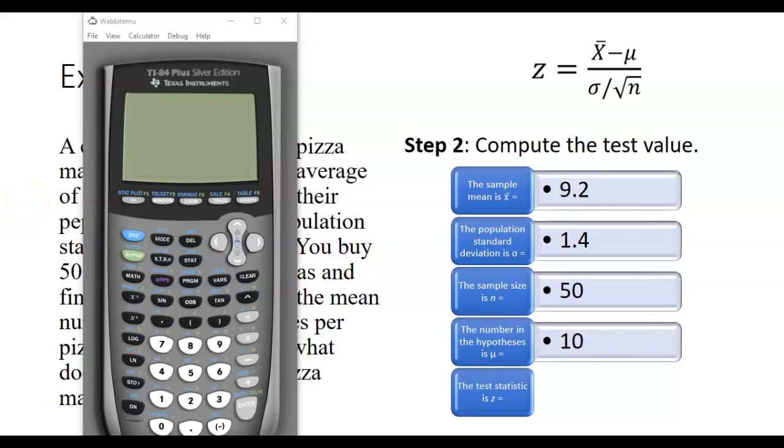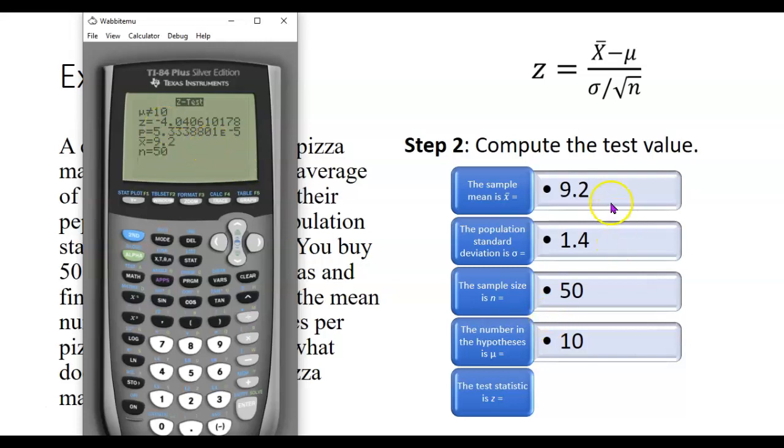Welcome back to part 2 of the video lesson on section 8.2, the z-test for a mean. In part 1, we were working through this hypothesis testing example problem. We had gotten to step 2, compute the test value, and we had seen a couple different ways of doing that on the graphing calculator and on that special Excel spreadsheet that I put up for you.